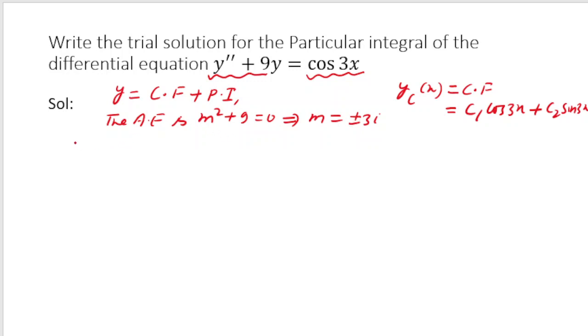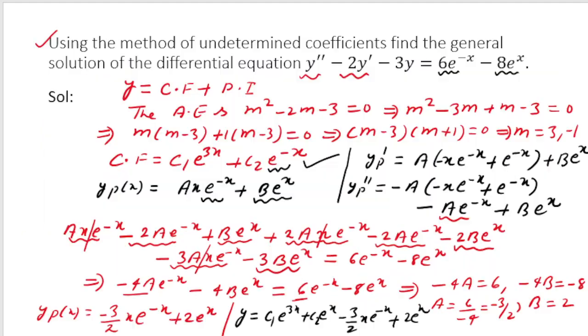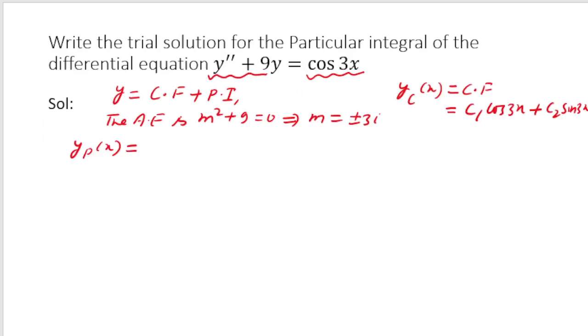Now the next thing that I want to talk about is how to find the trial solution, or yp(x). So if you look at the right hand side, the right hand side is cos 3x, and when you have cos 3x, what do you write as the trial solution? You write a cos mx plus b sin mx, right? So here you will write the trial solution as a cos 3x plus b sin 3x, because c1 c2 constants I already have used.